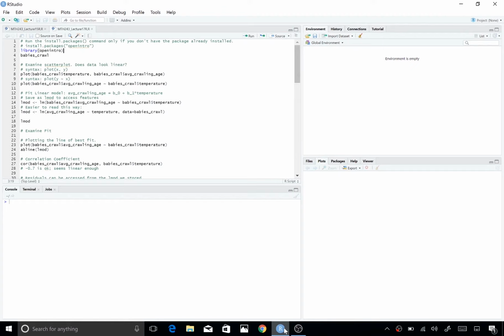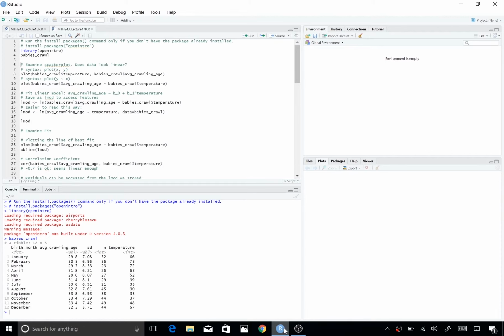I'm going to use the baby's crawl data in the openintro package. First, I run library(openintro). And this is what the data looks like. I want to fit a model where we predict the average crawling age using the temperature.